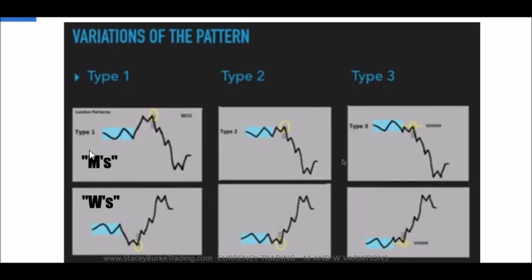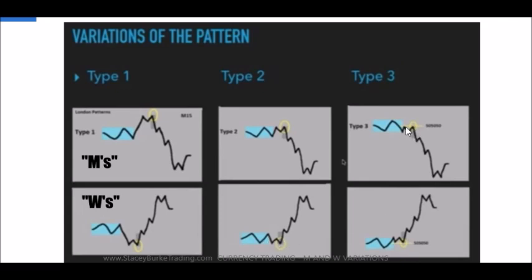Okay, traders, again, just reviewing type 1, type 2, type 3, M and W formations. Type 1 typically will be 25 to 50 pips above the Asian range or below the Asian range in the case of the W. Type 2 typically will be at or right near the high of the day. Same thing with the W formation for the low of the day.